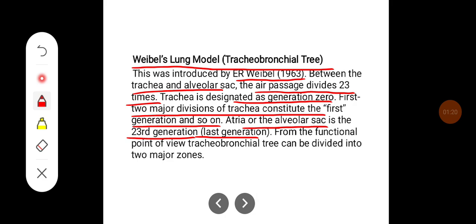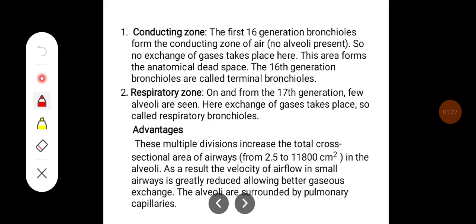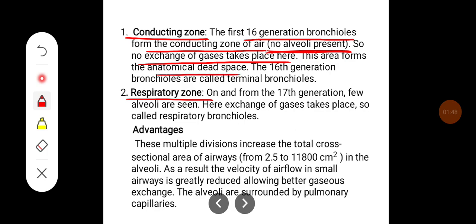From the functional point of view, the tracheobronchial tree can be divided into two major zones: the conducting zone and the respiratory zone. The conducting zone is the first 16 generations of bronchioles, which form the conducting zone of air, where there is no presence of alveoli. So no exchange of gases takes place here. This area forms the anatomical dead space. The 16th generation bronchioles are called terminal bronchioles.